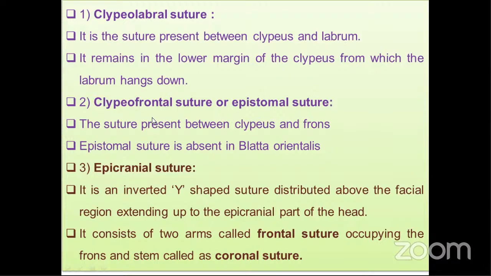Okay, next, clypeofrontal suture. We can also call it the epistomal suture. It's a very important bit. Don't confuse: some members remember that the epicranial suture can also be called epistomal, but that is wrong. The clypeofrontal suture is the one we call the epistomal suture.